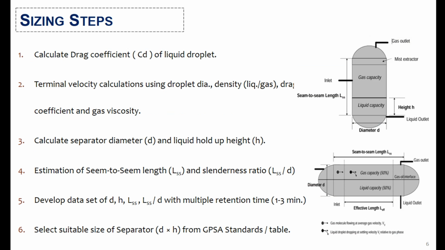In the fourth step, seam-to-seam length and slenderness ratio are calculated. In the fifth step, the dataset is developed using multiple retention times, say from 1 to 3 minutes. And in the last step, we select the suitable size of separator from GPSA standards. GPSA is the Gas Processors Suppliers Association.